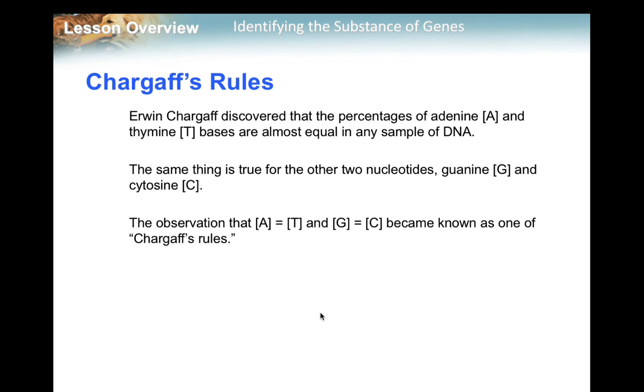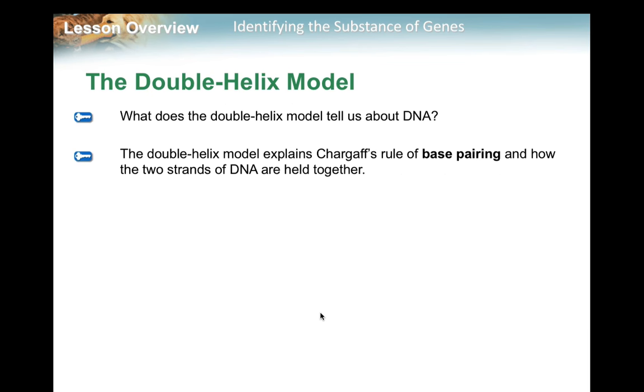So if you have 25% guanine, you have 25% cytosine. So you can always figure out how much of each one there is, as long as you have one of the nitrogenous bases. This observation became known as Chargaff's rules.